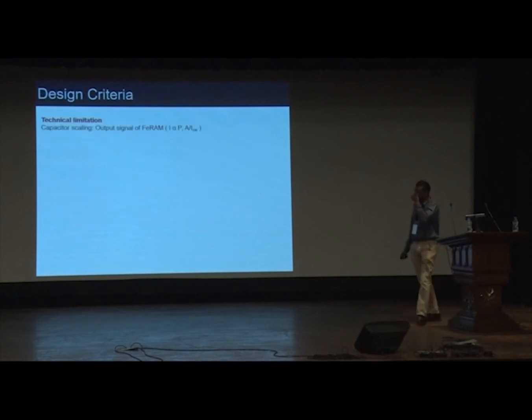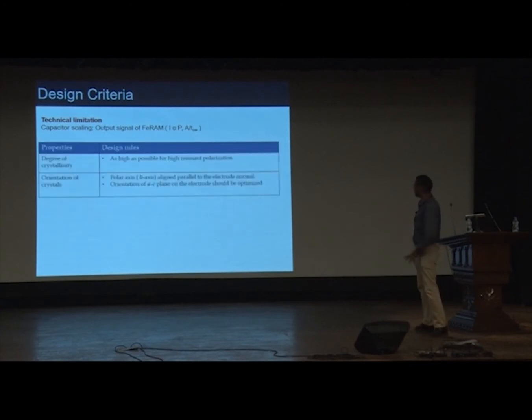So the design criteria for making a memory device: first of all, the technical limitation is, you see the output signal of a memory, the current, is proportional to polarization multiplied by area divided by switching time. Now in these 3 things, area is something which you cannot expand because nowadays we are miniaturizing everything. Switching time is limited by the material itself. What you can change is the polarization, and polarization is dependent upon a variety of things.